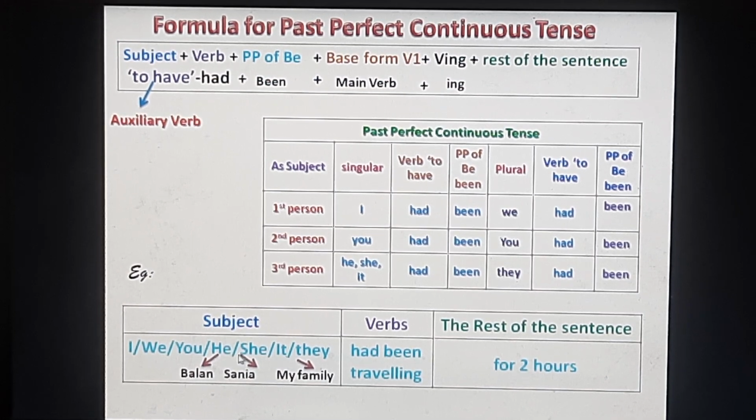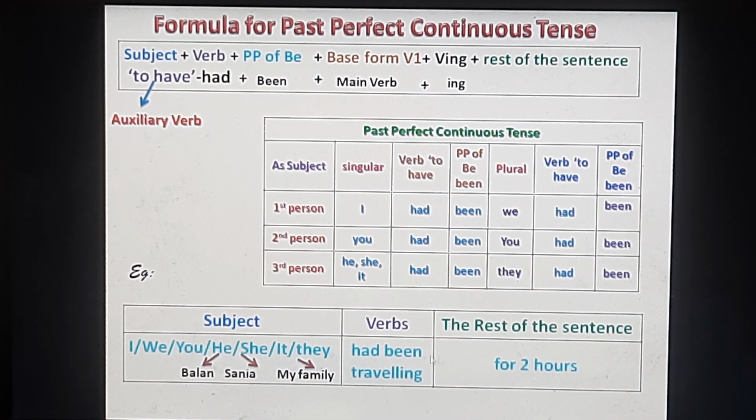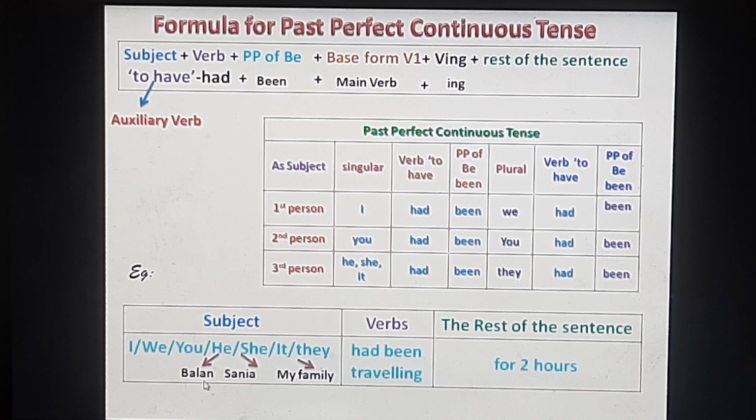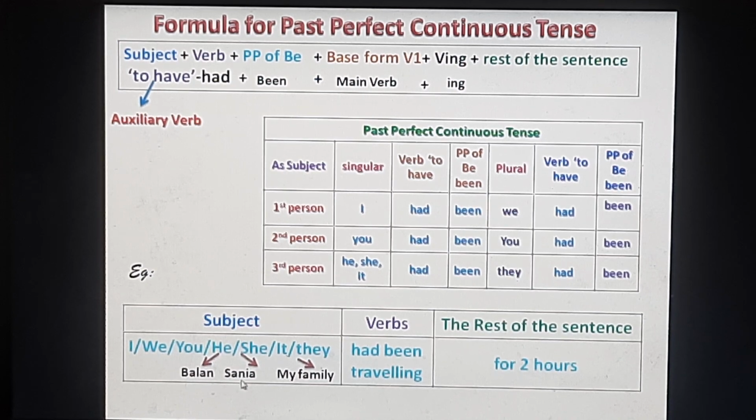He, she, it, third person singular. He had been traveling for 2 hours. She had been traveling for 2 hours. It can be substituted as Balan and Sanya. Balan had been traveling for 2 hours. Sanya had been traveling for 2 hours. They is third person plural. They had been traveling for 2 hours, and it can be substituted with a noun in the third person plural. My family had been traveling for 2 hours.